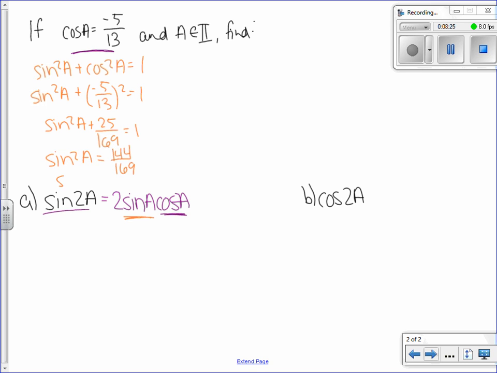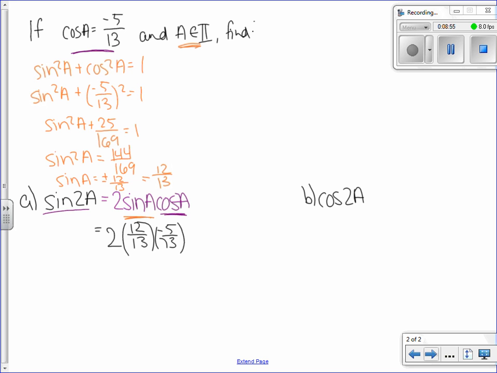Take the square root of both sides. You get plus or minus 12/13. I'm in quadrant 2. Sines are positive in quadrant 2 because those are the y values. So I really want just the positive 12 over 13. So now I'm good. Now I can plug in. And this is going to give me 12 over 13 times negative 5 over 13.